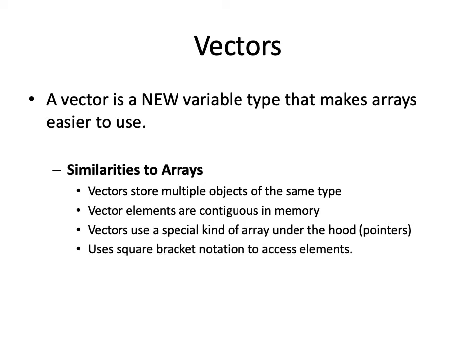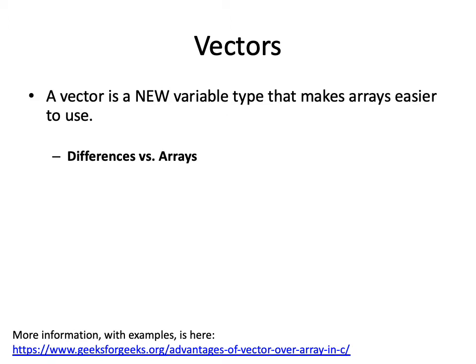Vectors also use square bracket notation to access elements, just like arrays. So that's pretty awesome. Vectors and arrays also have some differences, which we'll talk about here.